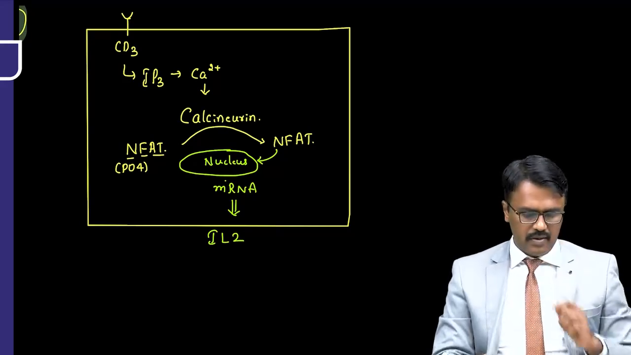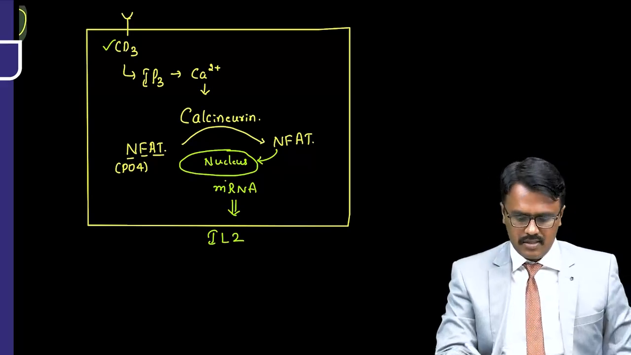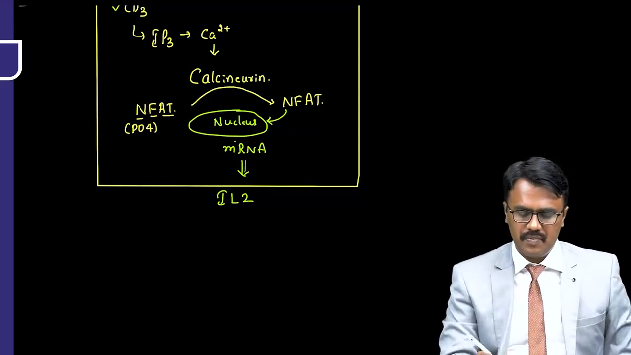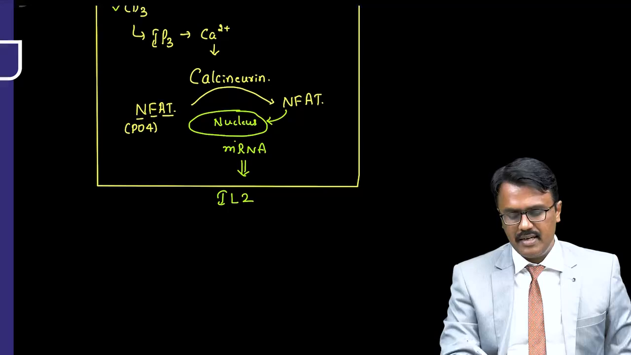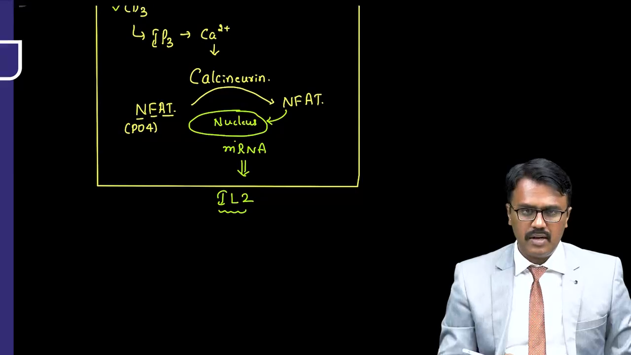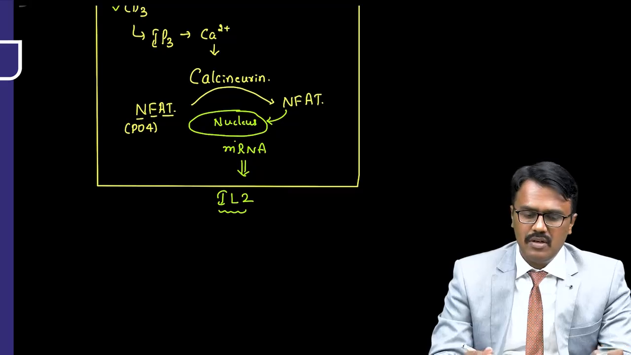So now we have blocked CD3 already. Is there anything else we can block here? Yes. What we can block is the calcineurin, because if it is active, then the nuclear factor will go inside and the interleukin 2 will come into the picture. Now can we block it? Yes. We have certain drugs called calcineurin inhibitors.